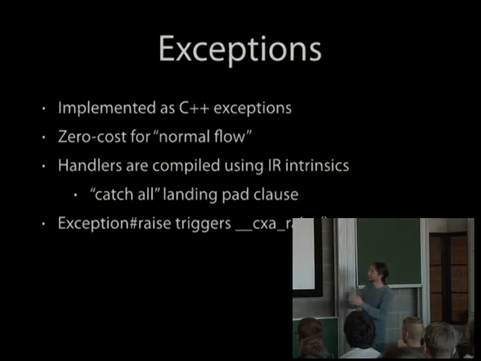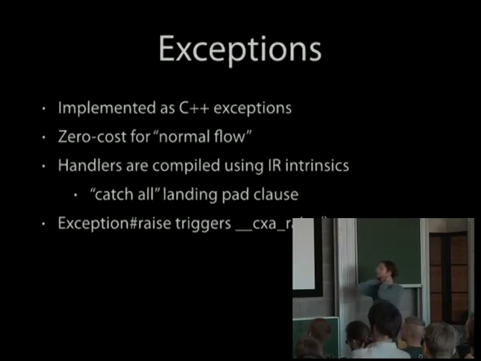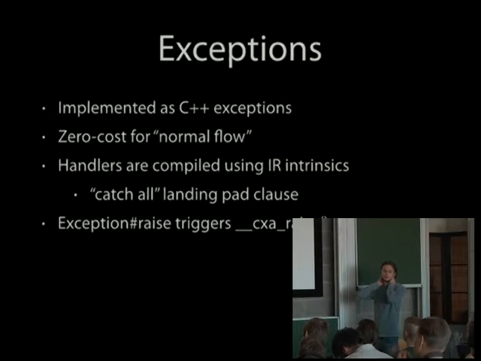So basically, all the exception handlers are created using C++ exception handlers, and we use the LLVM IR intrinsic instructions for that. For example, if we know that we are inside the handler, we use the invoke instruction instead of the call instruction, and we provide a basic block where we compile a landing pad to receive the exception. And because Ruby is a dynamic language, you cannot really type the exception you want to receive. So we just catch all exceptions.